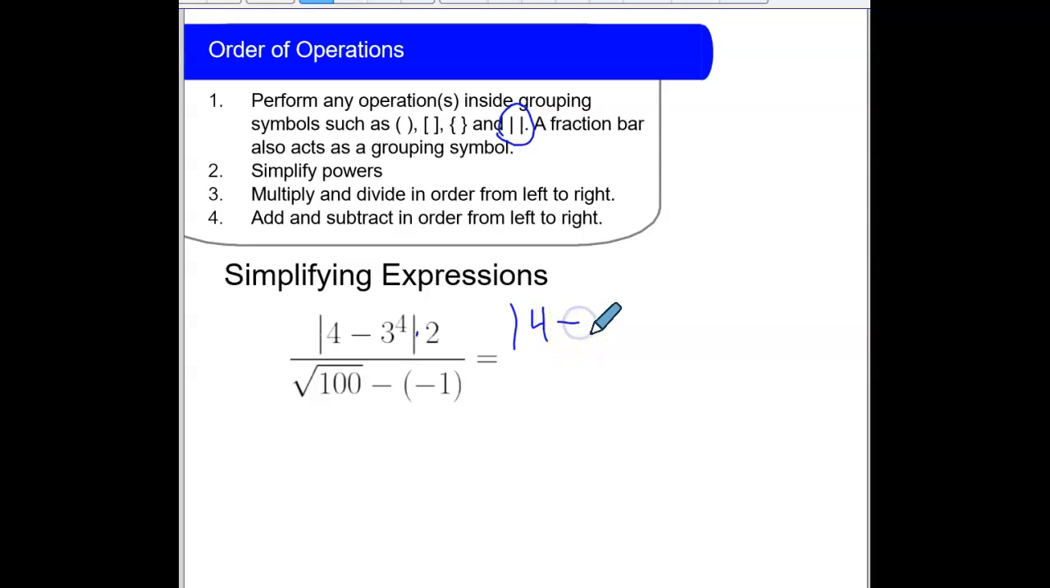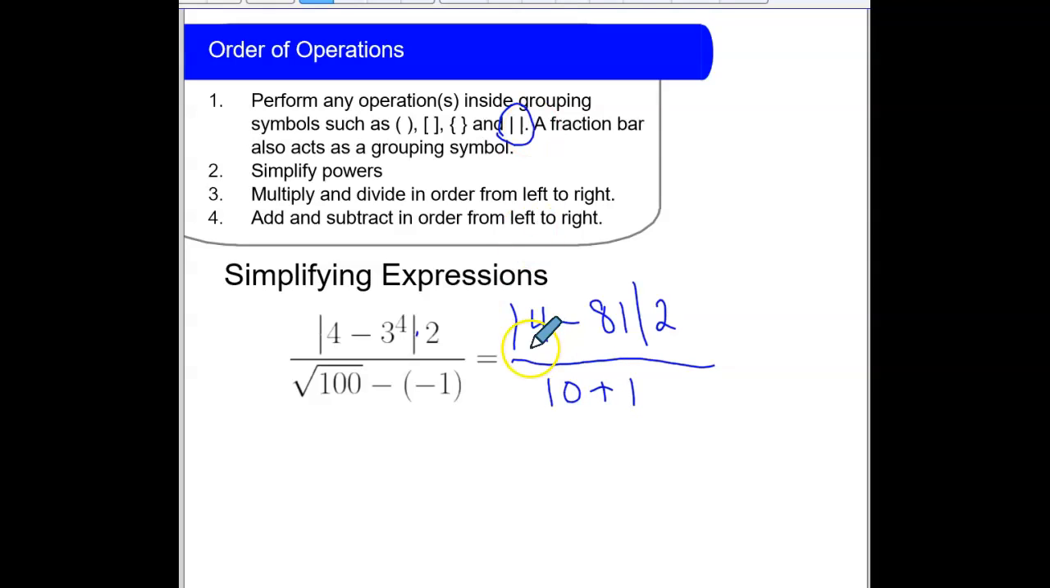So 3 to the fourth power, 3 times 3 times 3 times 3, and that is going to be 81. And then I'm going to copy everything down. Mathematicians communicate their thinking clearly, so I'm not going to try to do too much in my head. I can take the square root of 100. What number times itself is 100? That's 10. And let me just make this easier to look at. Instead of writing minus -1, I'm going to write +1.